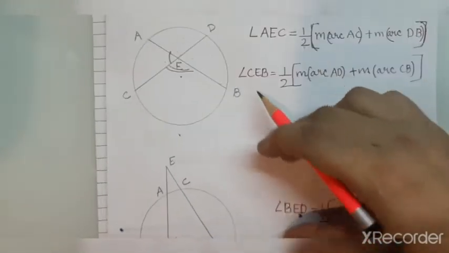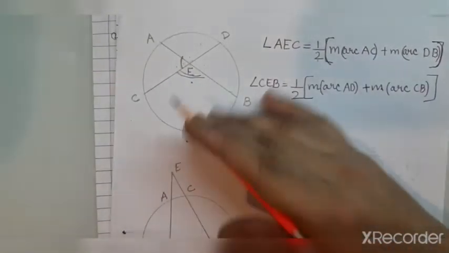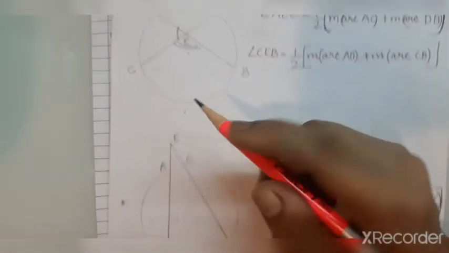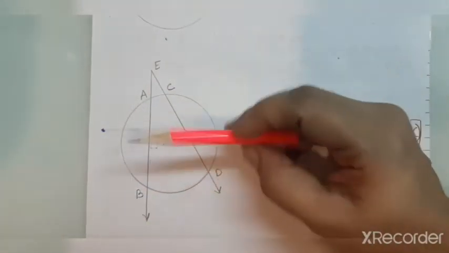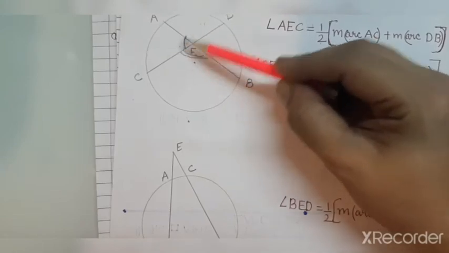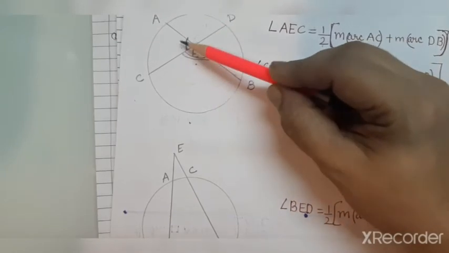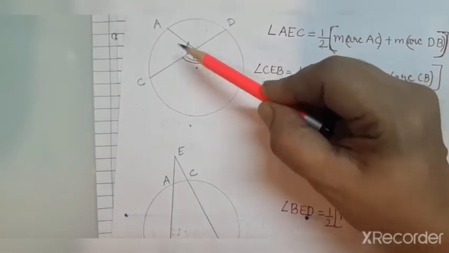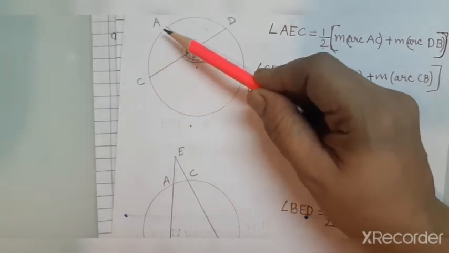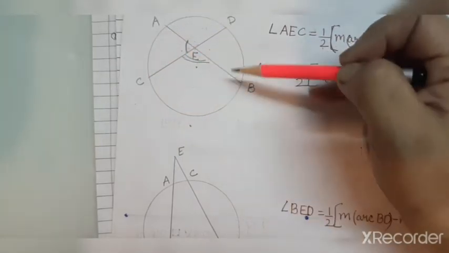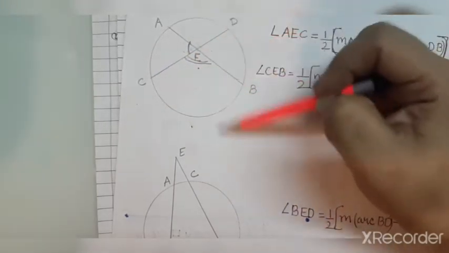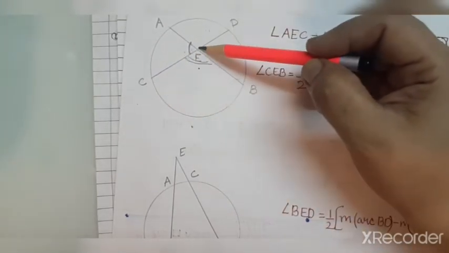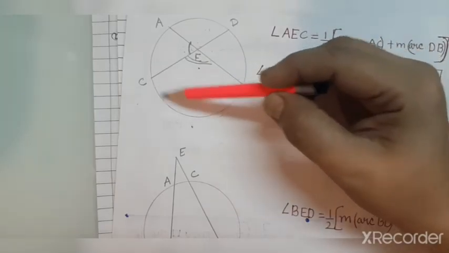Okay, children, so these two properties are there: the chords which intersect internally and the chords which intersect externally. Here you will find there are four angles formed. Out of that, this angle is equal to half of major arc AC plus BD, the opposite arcs. And here also, the angle is equal to half of major arc BC plus AD. So here is the sum.